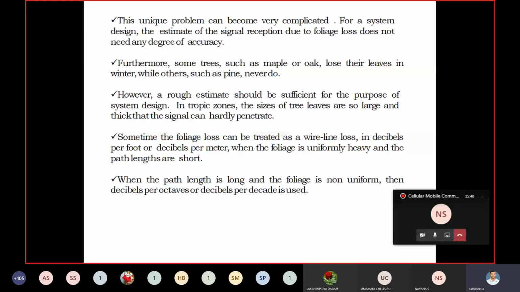This is about foliage loss. Foliage loss is nothing but the loss coming from trees. The area for foliage loss is wireline loss, and the units to measure this foliage loss are decibels per foot or decibels per meter. Right. This is a small topic, the first session, that is foliage loss.